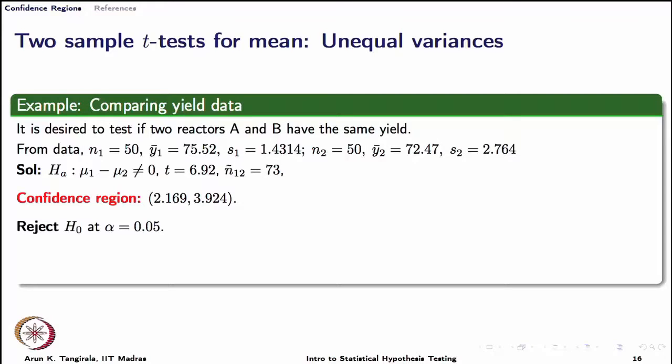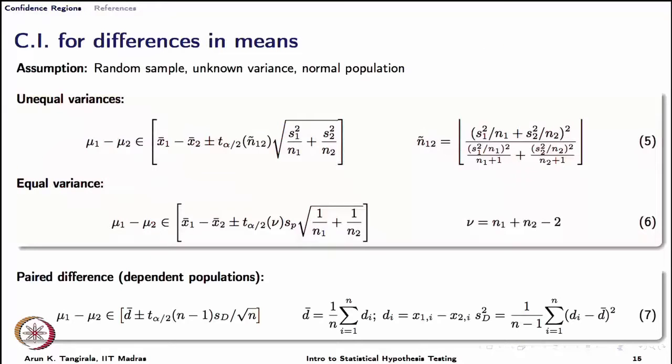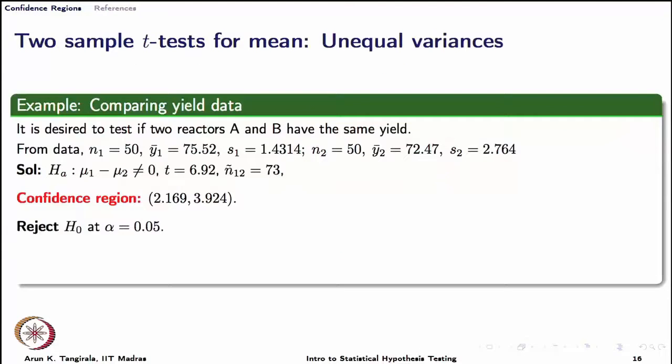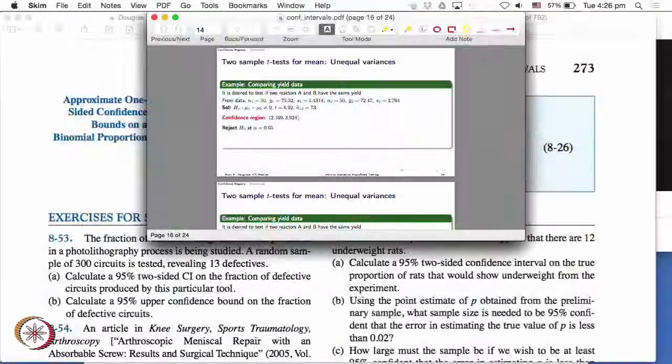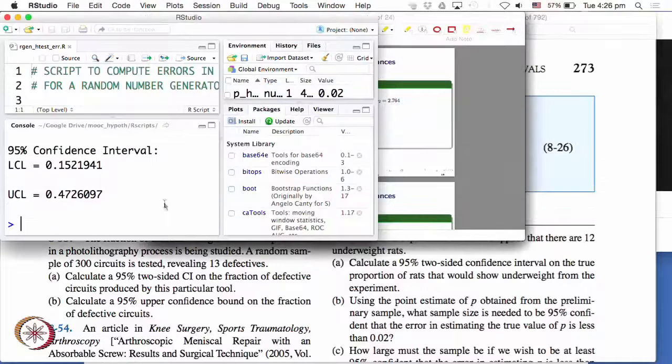So, then it becomes a problem of constructing a two-sided confidence region. As you can see, I have given the two-sided confidence region. How did I arrive at this? Use the equation on the top for the unequal variances case, equation 5, and then construct the confidence region, plug in all the values, and you will find, in fact, I showed you also last time in R the confidence region, if you recall, when we constructed the t.test for the yield data.